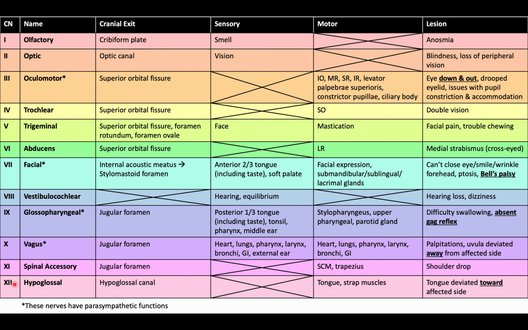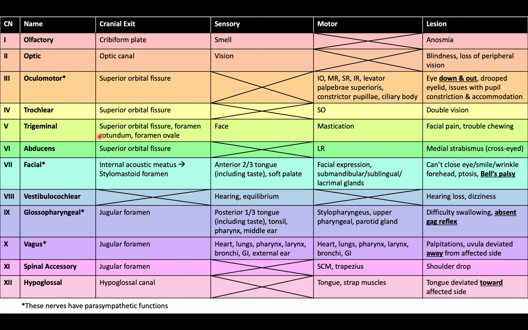Okay, so let's talk about where they exit. The olfactory nerve is going to be exiting at that cribriform plate that we talked about, with the crista galli in the middle. The optic nerve, really easy, optic canal. Now let's talk about 3, 4, and 6. They're all going to the eye to produce movement. So the superior orbital fissure is where they're all exiting.